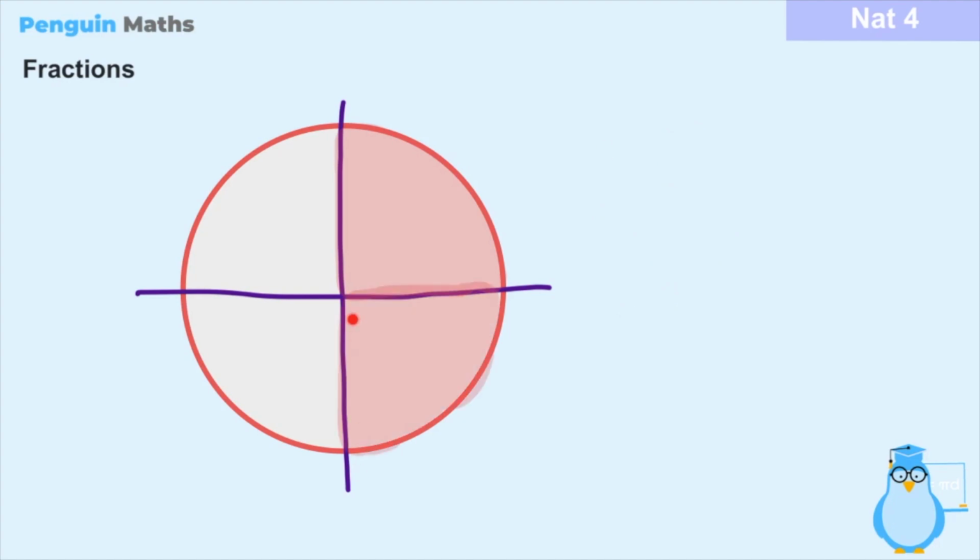But let's say now we add another slice to what we've selected. Well, then this would mean that we have 2 slices out of a possible 1, 2, 3, 4. So that would mean that this represented as a fraction would be equal to 2/4.